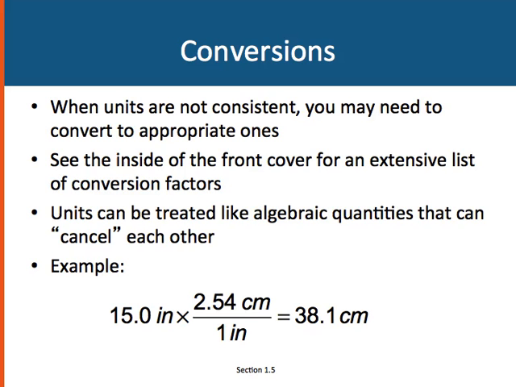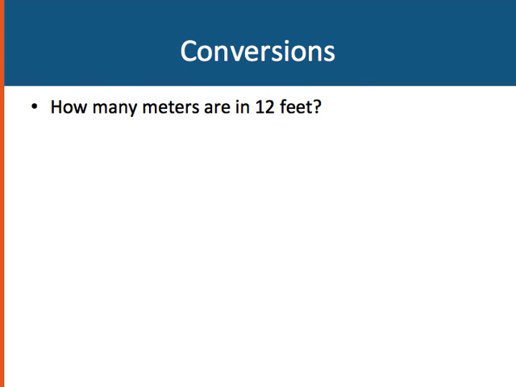So for example, if I wanted to convert 15 inches into centimeters, I would need a conversion factor. 2.54 centimeters is the same as 1 inch. And if on the left-hand side of this equation I multiply it out, then the unit inches on the top and on the bottom would cancel out, and I'd end up with only units centimeters on the other side. So let's look at an example.